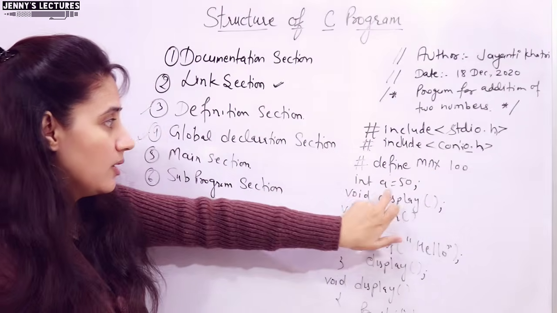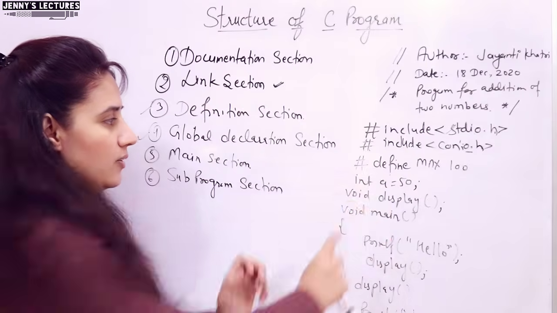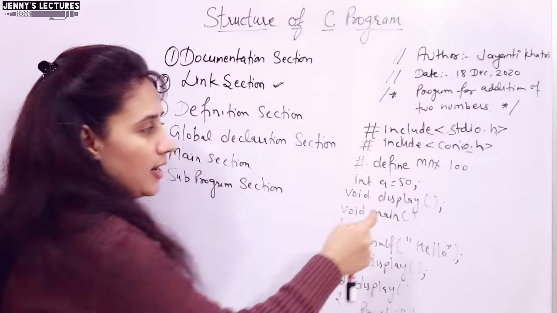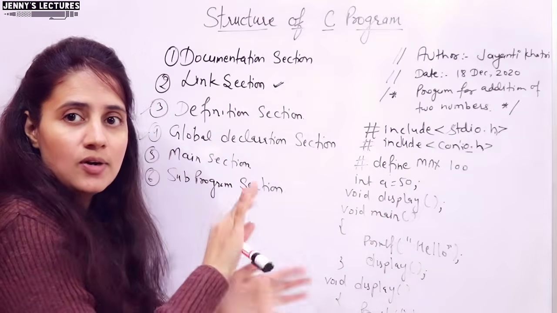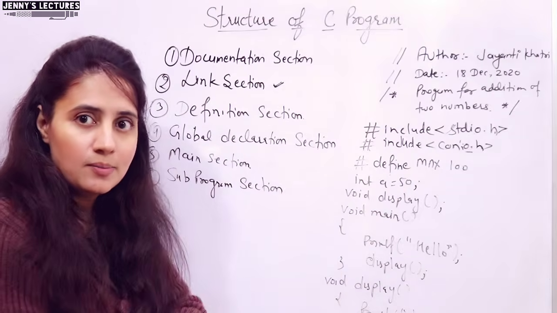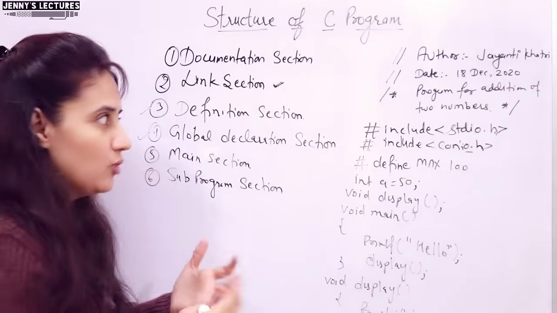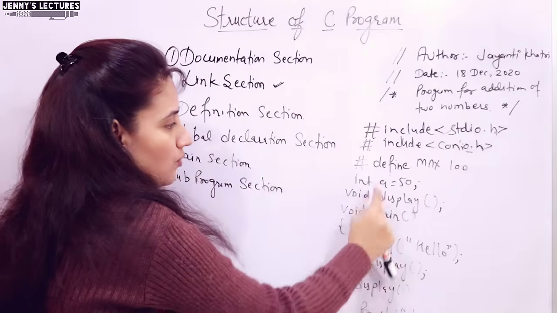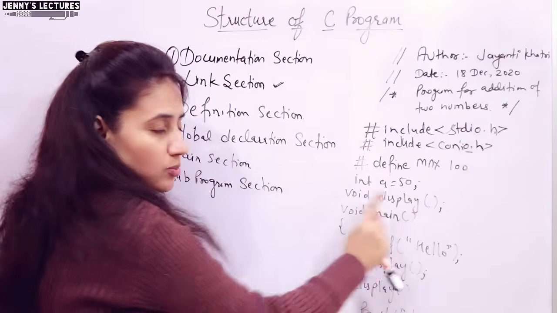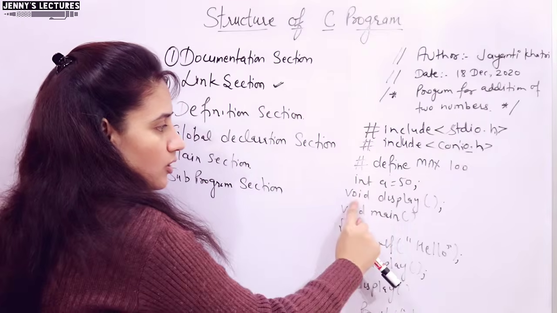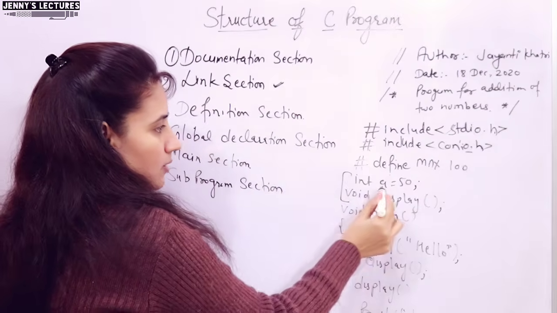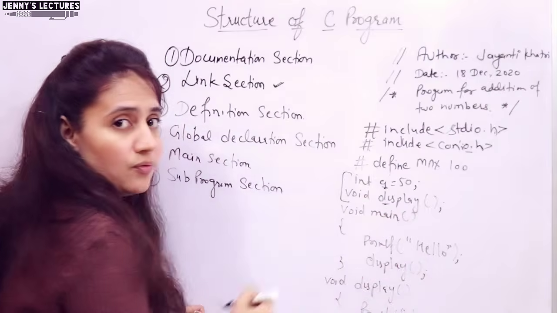I have used this thing. This is int a is equal to 50. This declaration is what? See, int is the data type, a is the name of the variable, and this is the value. Everything we will discuss in detail later, but this is just to make you understand the structure. This is a global declaration. It is outside of all the functions. One function is the display function. This is also a global declaration section. This is for the variable, and this is for the function.